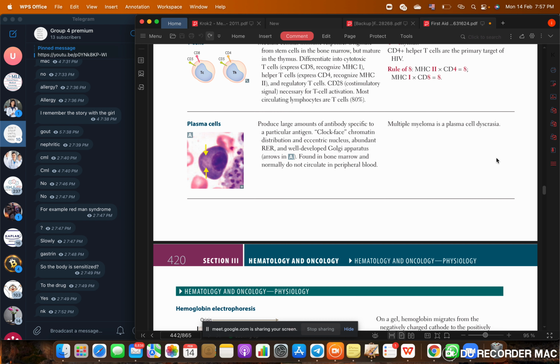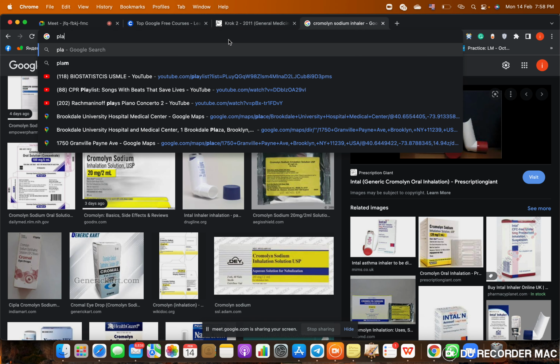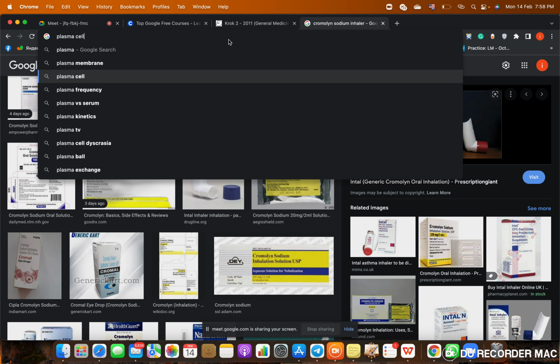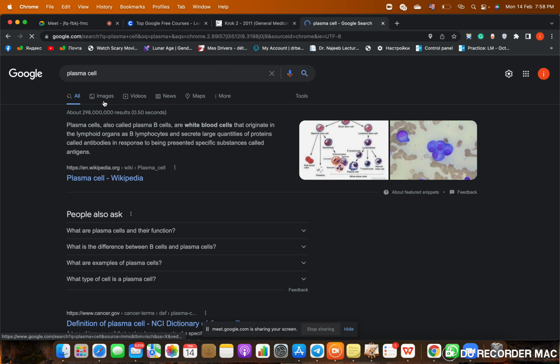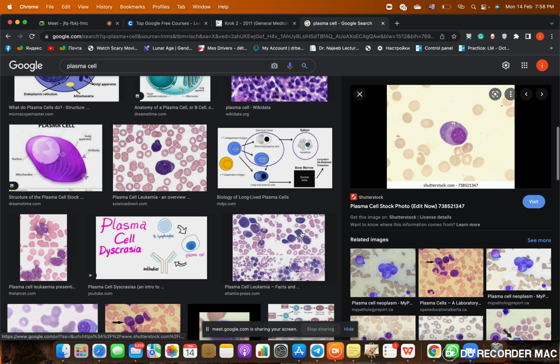The last thing is plasma cells. It produces a large amount of antibody specific to a particular antigen. They have this clock-face chromatin distribution and an eccentric nucleus. What does that even mean? Well, let's take a look at a plasma cell and let me try to help you understand what that means. A plasma cell produces plenty of antibodies. Because it produces plenty of antibody, its rough endoplasmic reticulum must be overdeveloped.